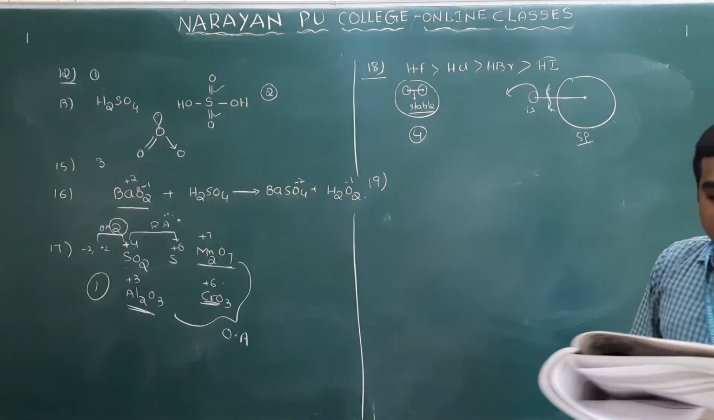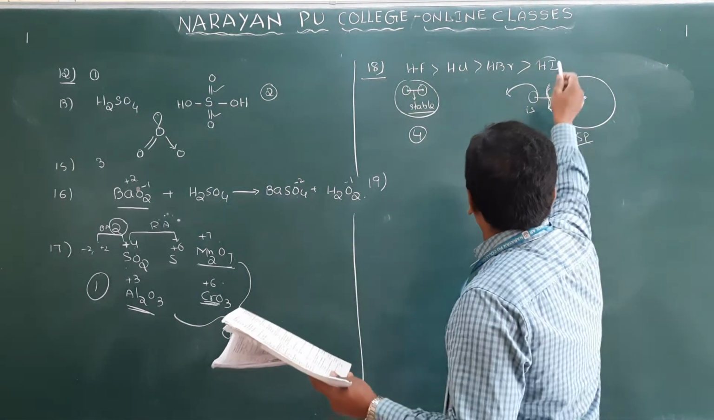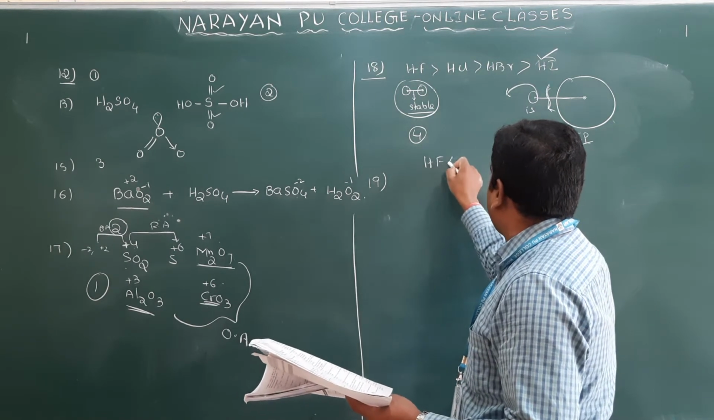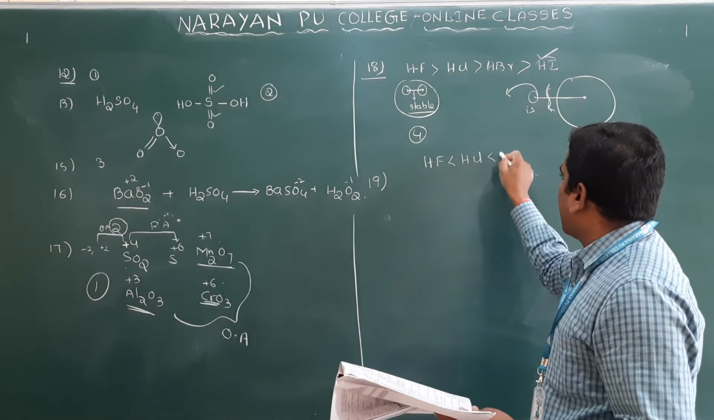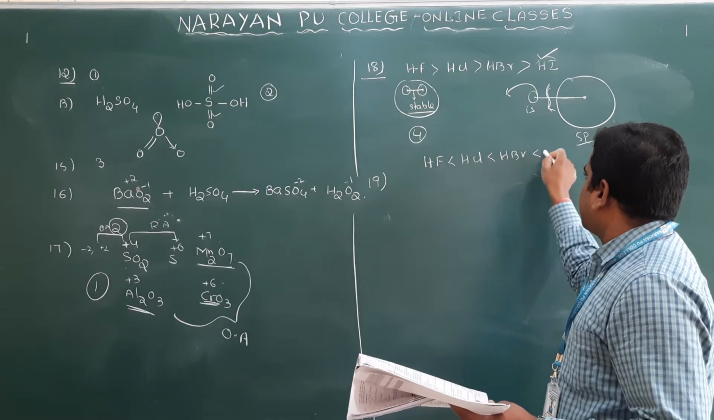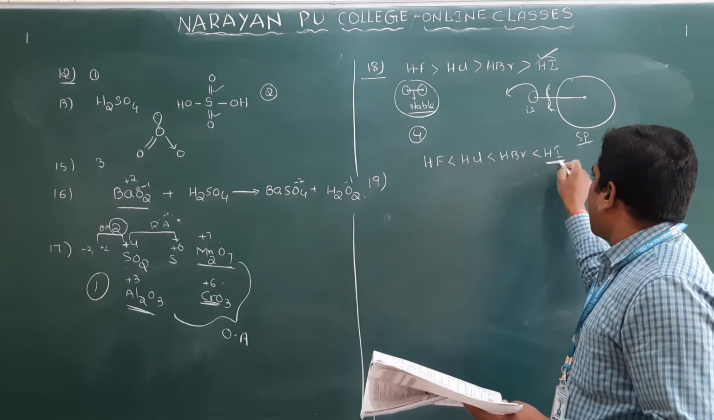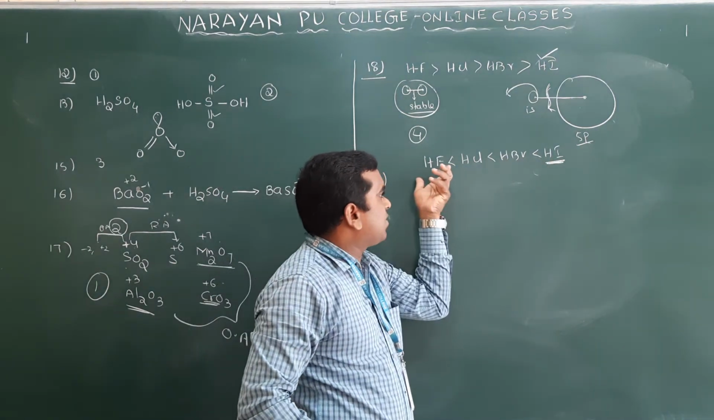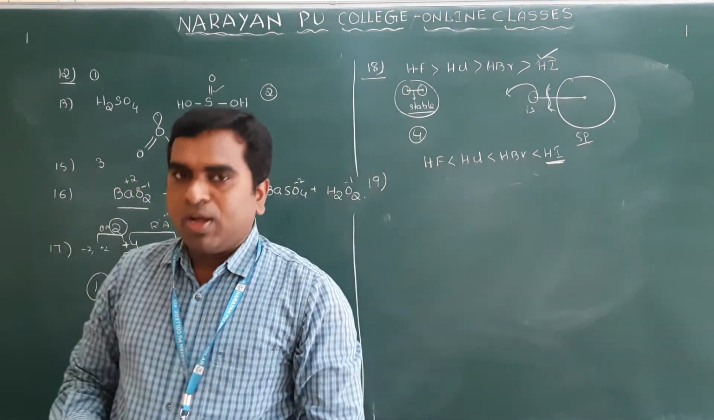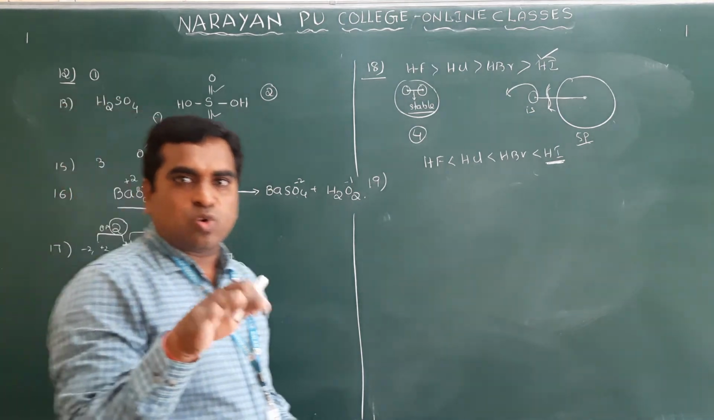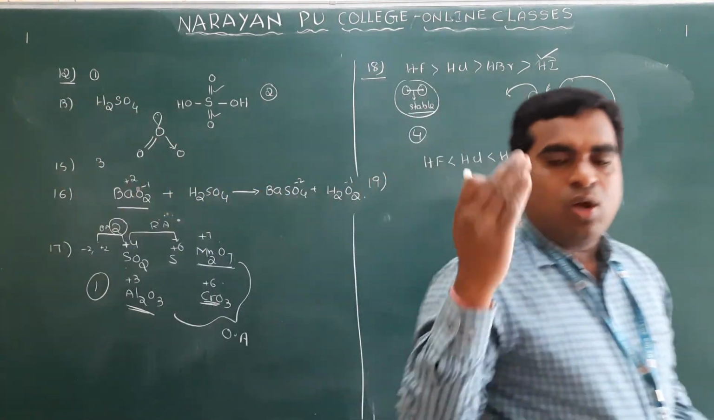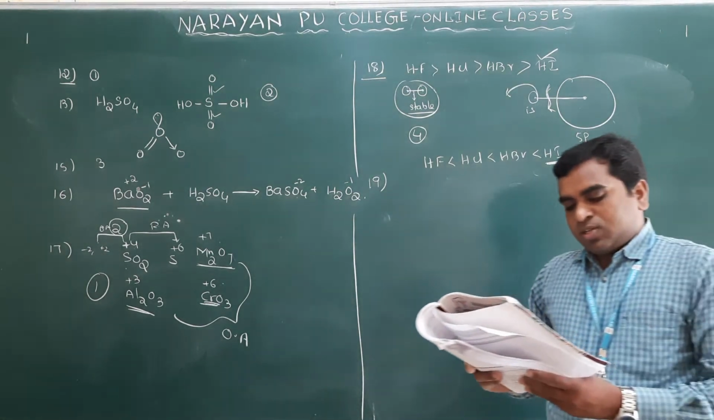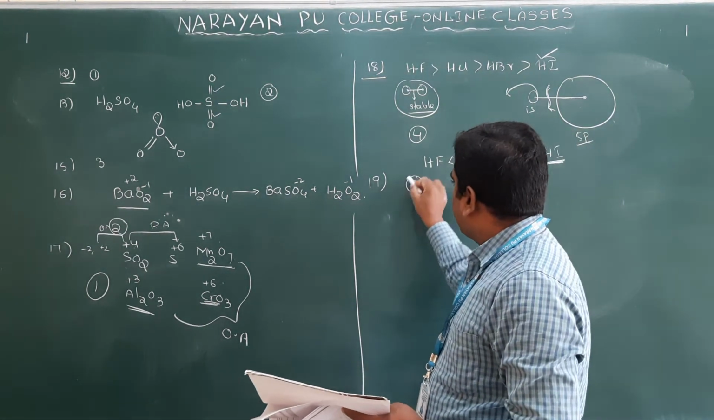So which one is the weak acid? They are asking for the weak acid. This is the strong acid, so the weak acid is HF. This is the acidic order: HF, HCl, HBr and HI. Among the halogen acids, HI is the strong acid and HF is the weak acid. Clear? So here you don't consider electronegativity, you have to see the bond strength. Next one. So option 3 is the correct one.